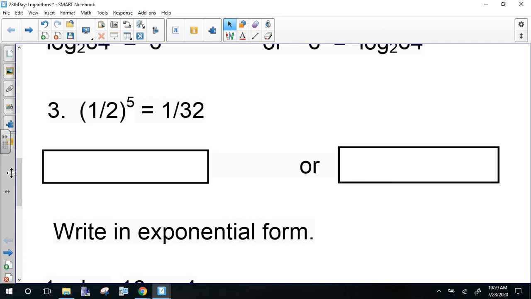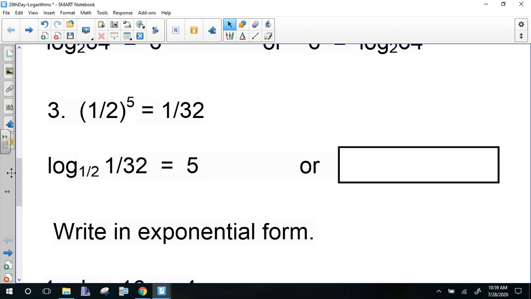Next one, we have a base of 1/2, and we're going to switch the 5 and the 1/32. So log base 1/2, the 1/32 comes over to next to the base, and the 5 goes on the other side of the equation.